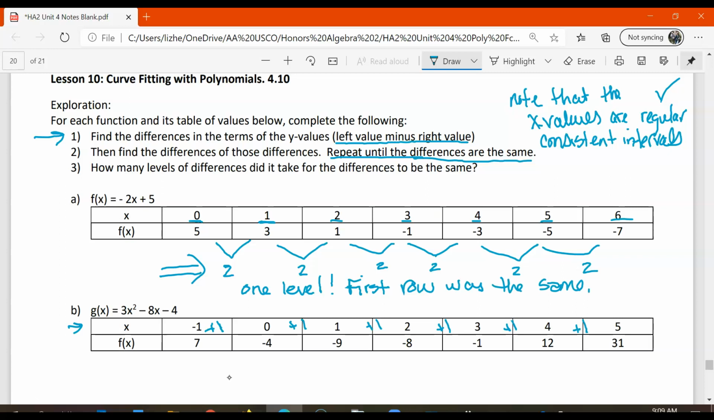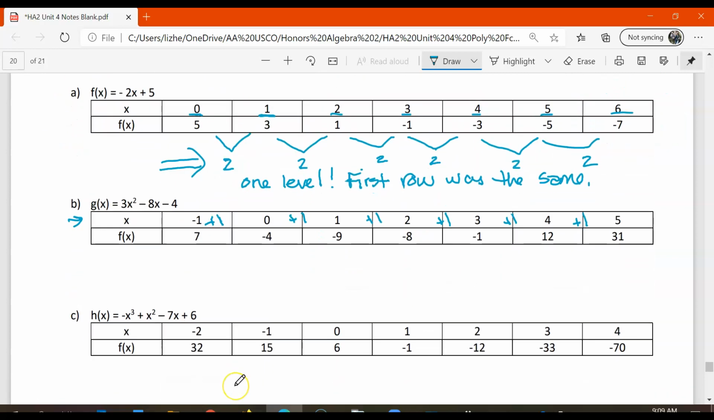All right, let's do that for the next one here. So again, always check, make sure your x values are increasing or decreasing by the same amount. Now I'm going to subtract my y values. So I have 7 minus a negative 4 makes 11. Negative 4 minus a negative 9 makes 5. Negative 9 minus a negative 8 makes a negative 1.